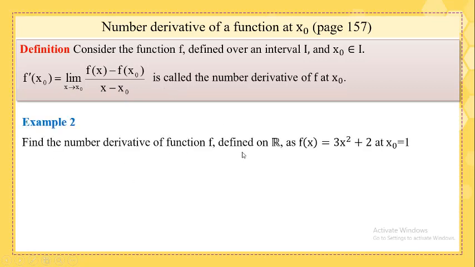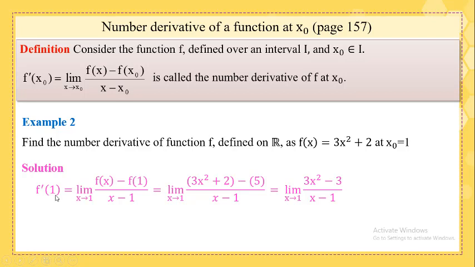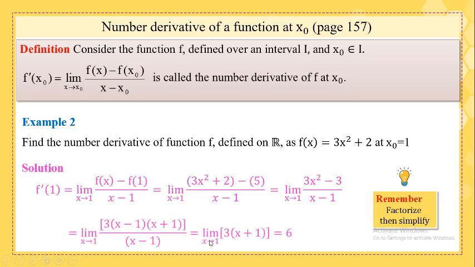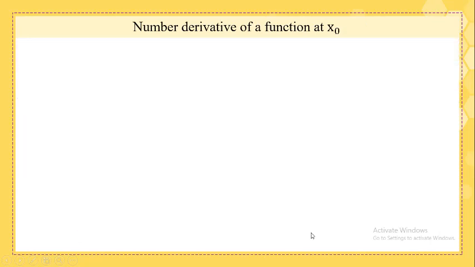Example. Find the number derivative of function f at x0 equal 1. f prime of 1 equals the limit as x tends to 1 of (f of x minus f of 1) over (x minus 1). Do the calculation. Of course, you should remember to factorize and simplify. And we get the answer.